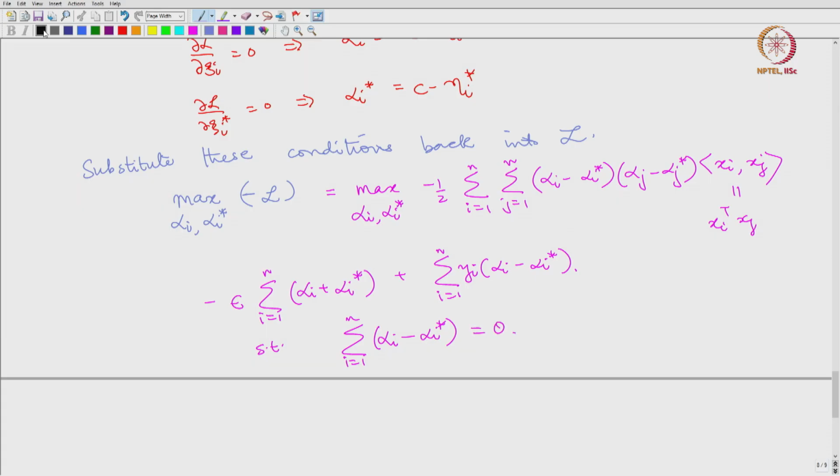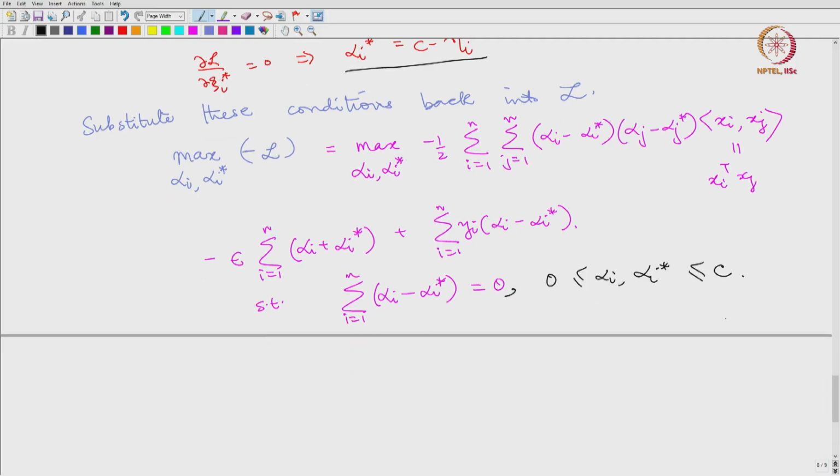Okay. So this is what it is, and since alpha i star is C minus eta i star, you can also write that your alpha i and alpha i star need to be less than or equal to C.